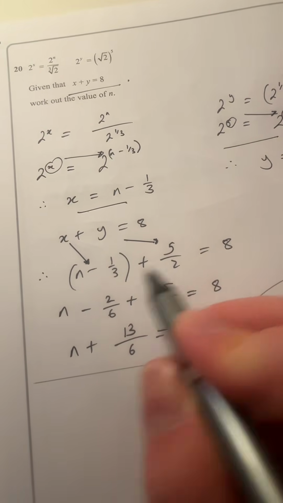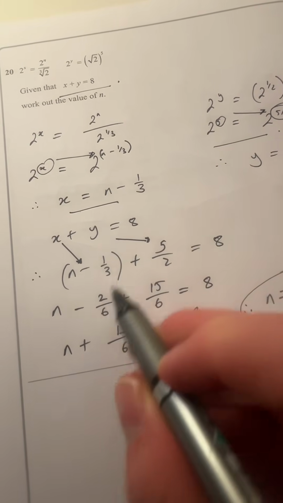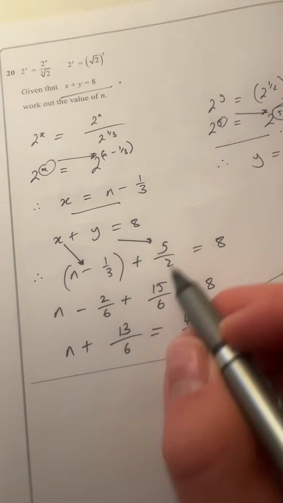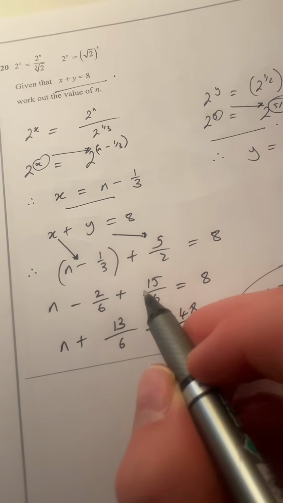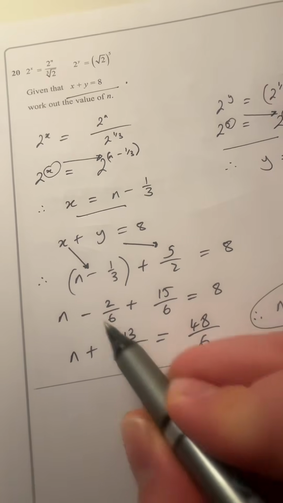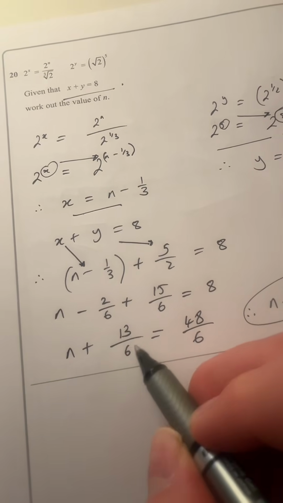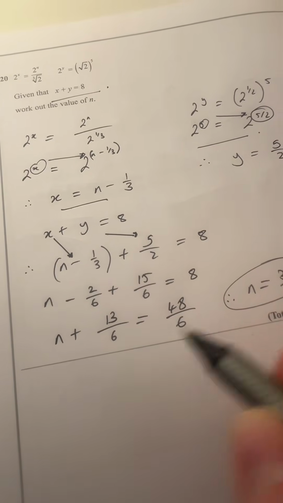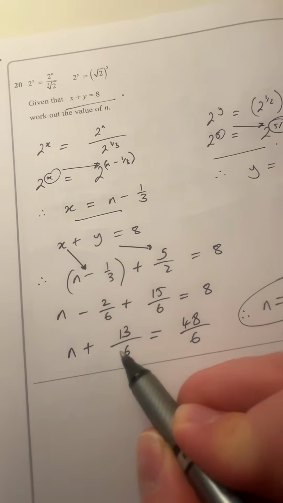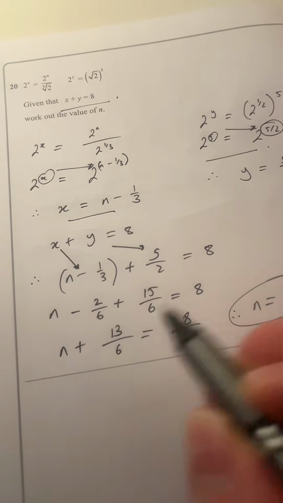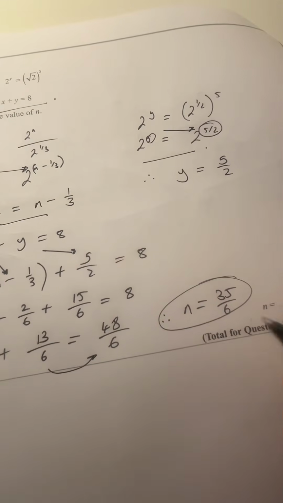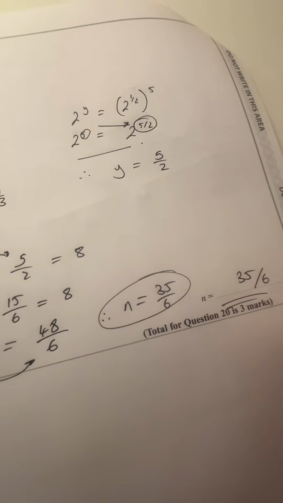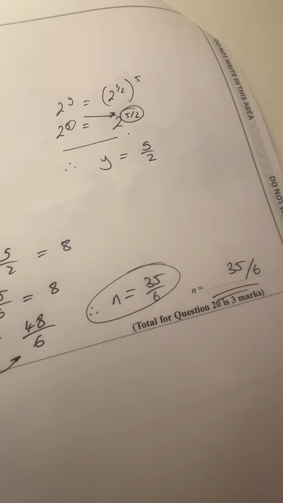And then I'm just going to turn these into fractions which I can add or subtract. In this case, 2 over 6 and 15 over 6. So I'm doing minus 2 over 6 plus 15 over 6. And if I subtract these equations, I get 13 over 6. And then I've just turned the 8 into a fraction as well, so I can subtract. n plus 13 over 6 is 48 over 6. And if we subtract this fraction, we get n is 35 over 6. So our final answer is 35 over 6.